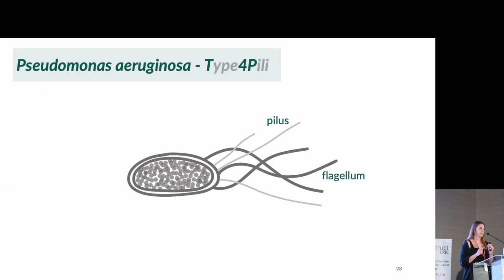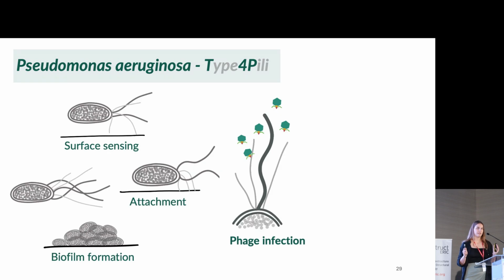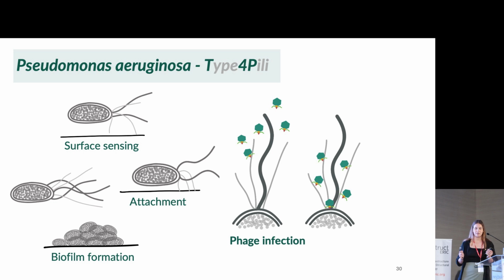First, I would need to introduce the host a little bit more. The Pseudomonas aeruginosa has two different surface structures. First is the flagellum, which is an organelle of locomotion, and then there are pili. Especially, I will be talking about type 4 pili. The type 4 pili have different functions. One of them is surface sensing. It also serves for the attachment of the bacteria to the surface, and it plays an important role during the biofilm formation.